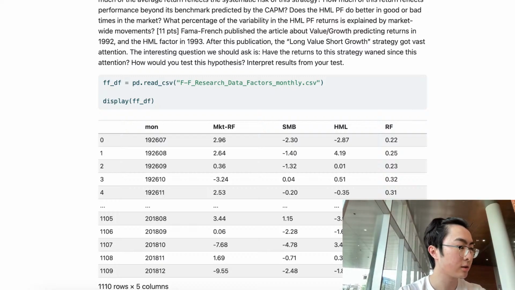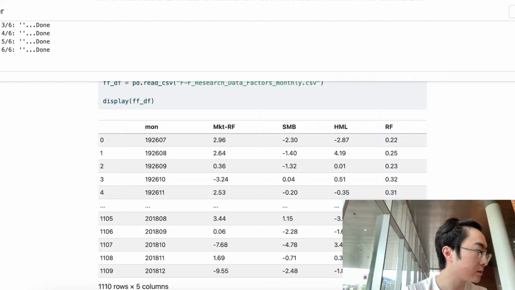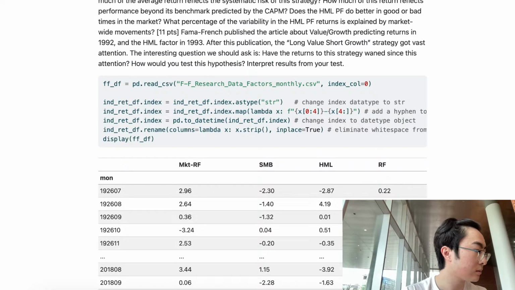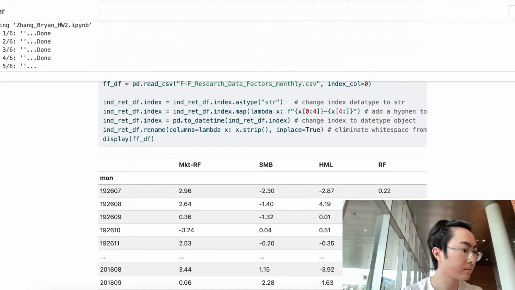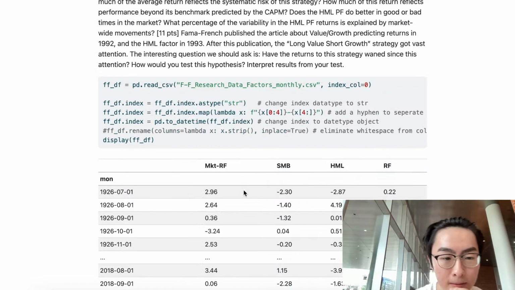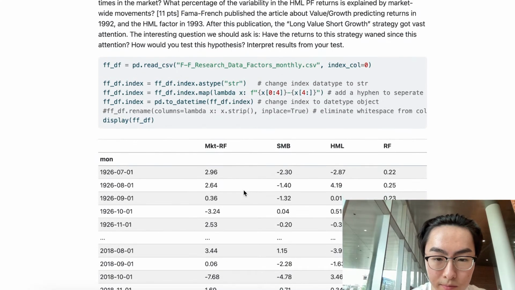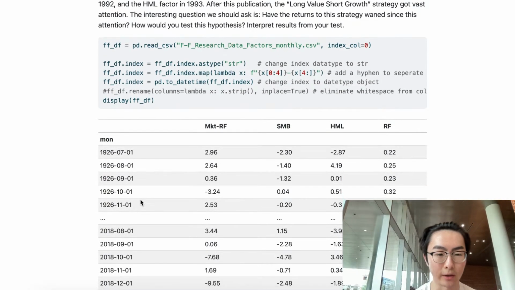So the index column, and then we could just set that to 0. Replace. Okay, so we have the date as the index now.